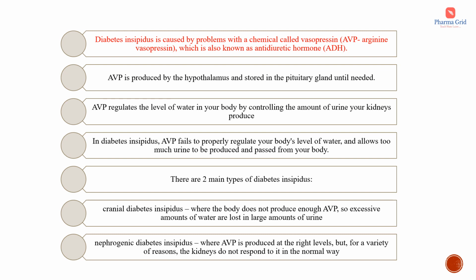There are mainly two types of diabetes insipidus, that is cranial diabetes insipidus and nephrogenic diabetes insipidus. Cranial diabetes insipidus is where the body does not produce enough ADH, so excessive amounts of water are lost in large amounts of urine. In nephrogenic diabetes insipidus, AVP is produced at the right levels but for a variety of reasons, the kidneys do not respond to it in the normal way.